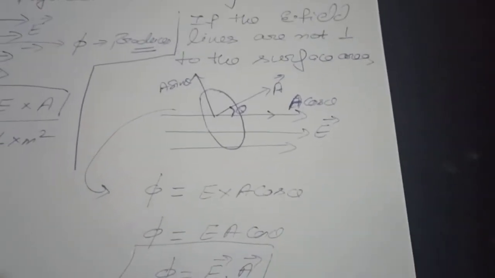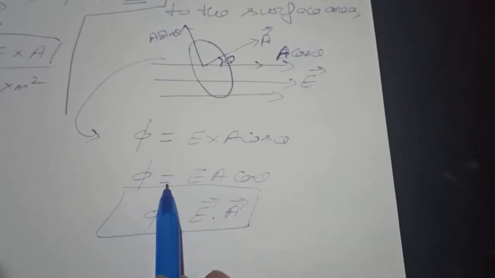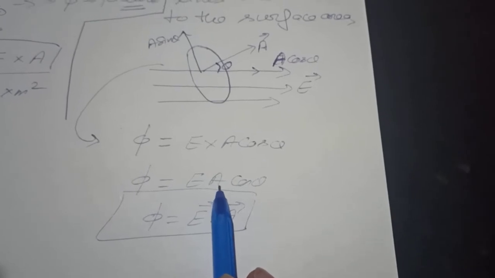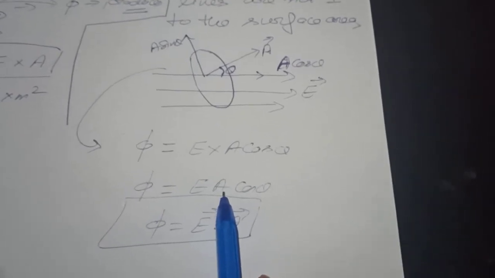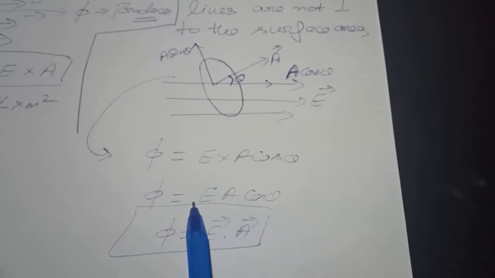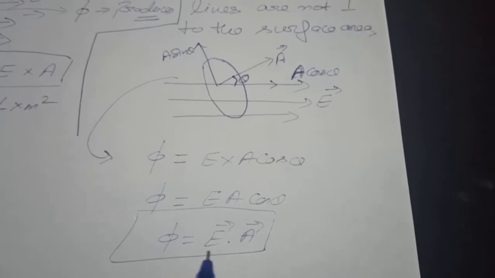So here electric flux is also the product of the electric field with respect to the surface area through which the electric field lines are passing, and also the cos of the angle between the electric field and the area, if the electric field lines are not along that area.